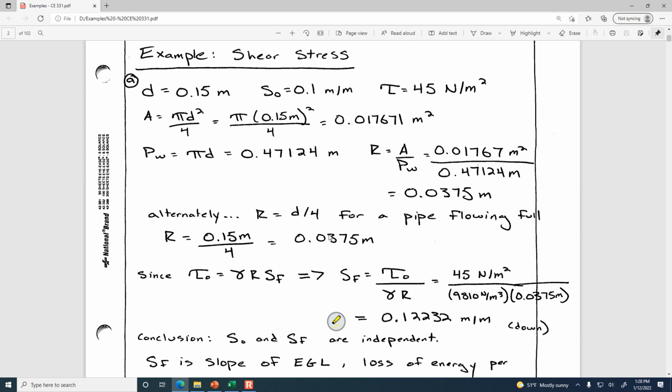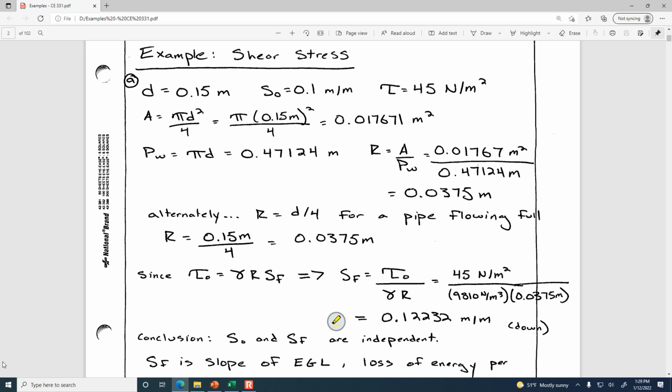So we've got the hydraulic radius. Having rearranged the shear stress equation to solve for S sub F, that means the slope of the energy grade line is 0.12232. So that is, in the direction of flow, the slope of the energy grade line.